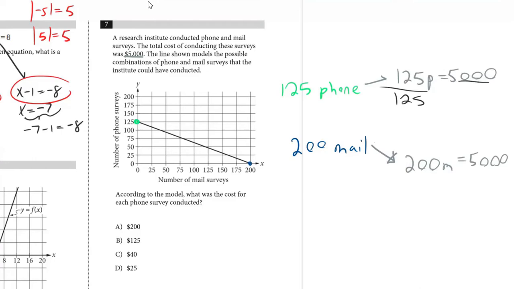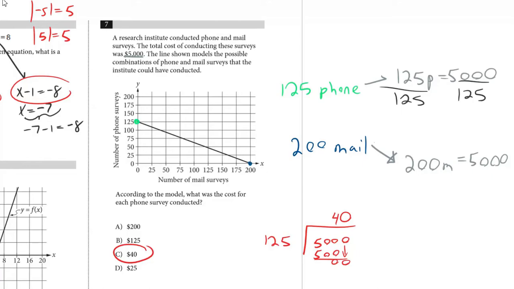Divide by 125, divide by 125. And if this is the non-calculator section, we have to figure out a way to do this. So 5,000 divided by 125, and 125 times 4 is 500. Subtract, bring down the 0, and we have a 0, and the answer is 40.